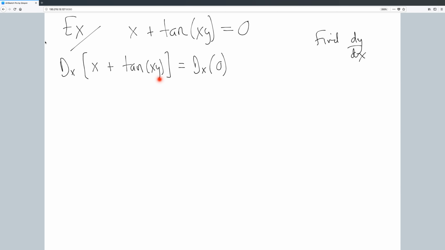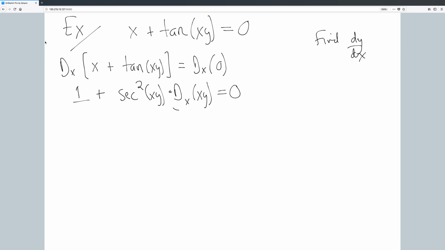And here we know we can go term by term. So the derivative with respect to x of x is 1. Now this next term we will need chain rule. So we have the derivative of the outer function, leave the inner function alone, and remember the derivative of tangent is secant squared. So secant squared xy times the derivative of the inner function with respect to x. Inner function is xy. And of course on the right, the derivative with respect to x of 0 is just 0.